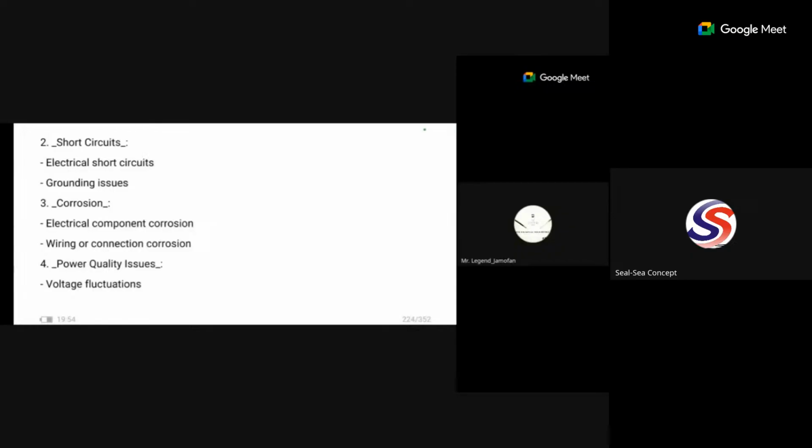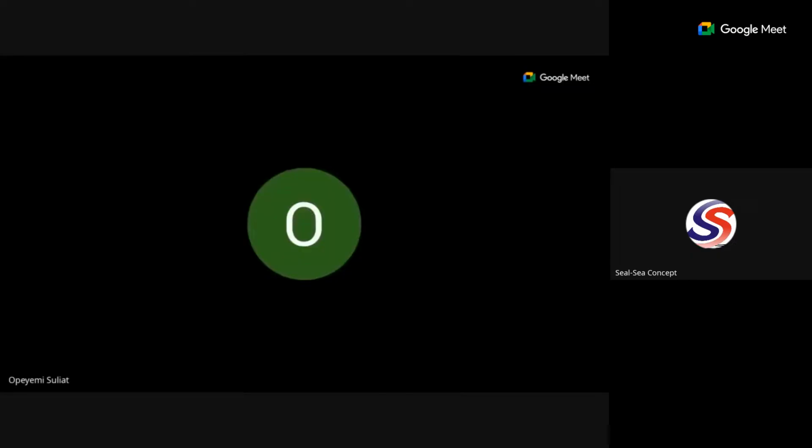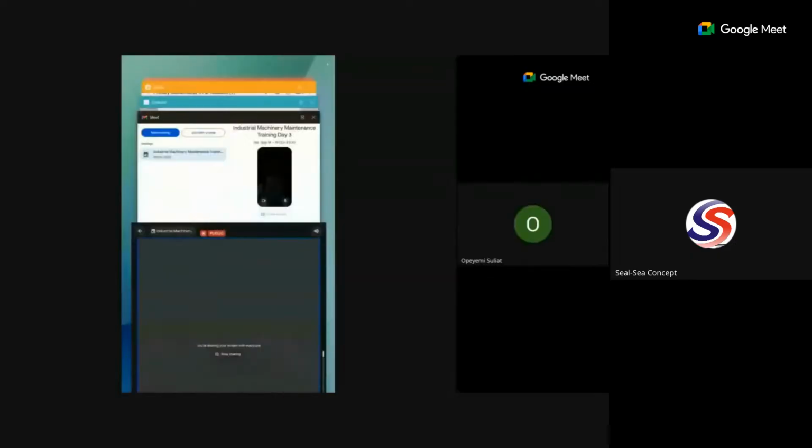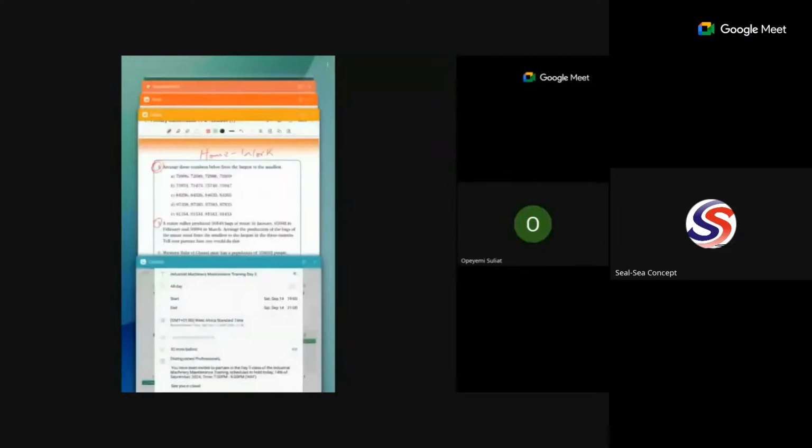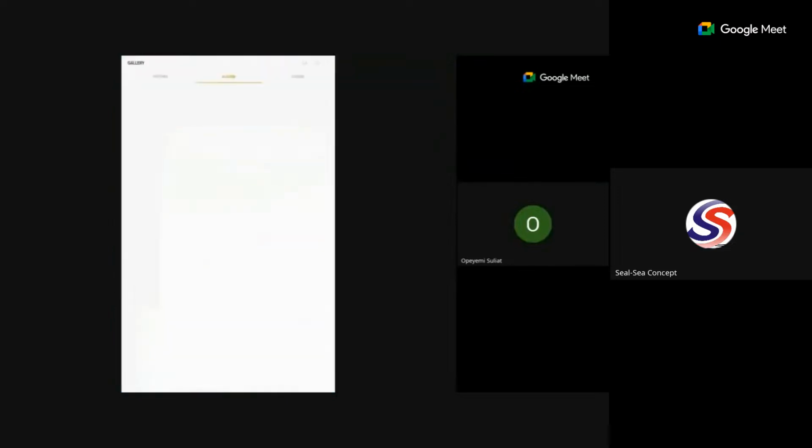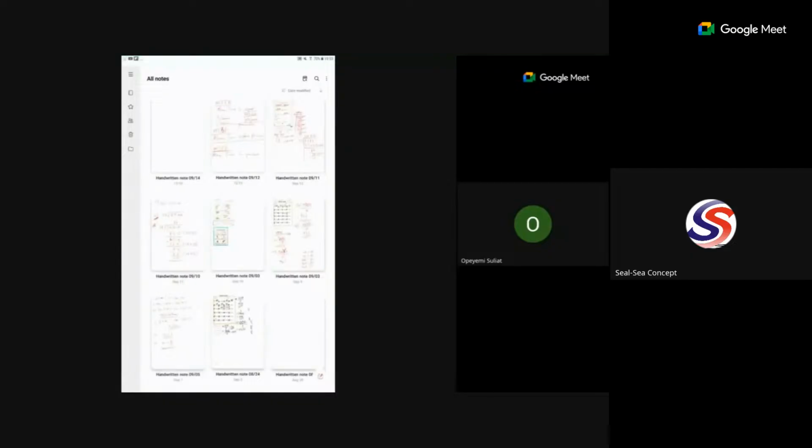Let me try to bring this up. Let me bring up my whiteboard so that we can see what I'm talking about. I don't want to assume that we are all electrically oriented, okay?